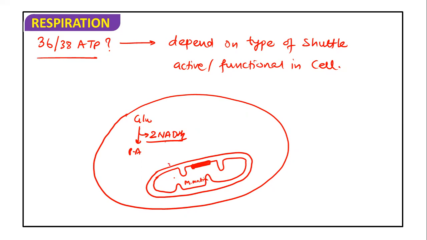So the question is through which shuttle it will reach. That will decide how many ATP are going to be produced. Either it enters through this or its energy enters through that. So this is the shuttle, and shuttles are of two types, as you can see in this diagram, and their functions are different. So let's discuss that.